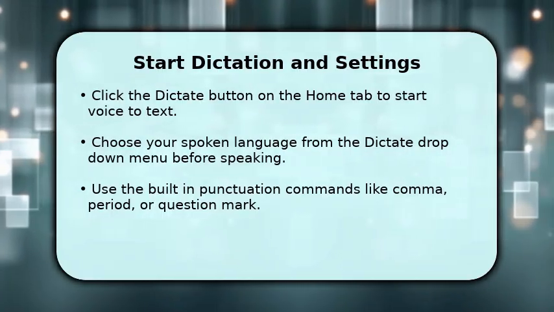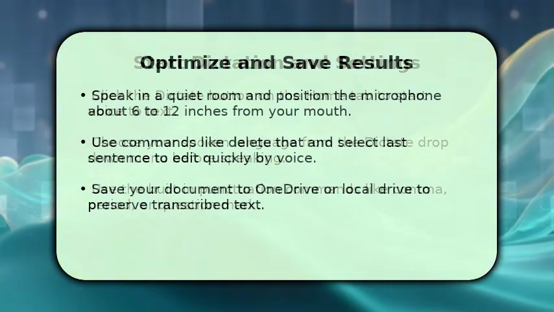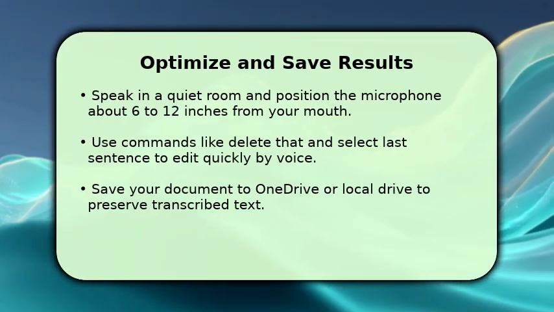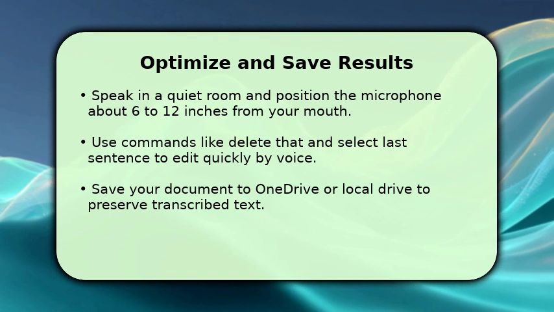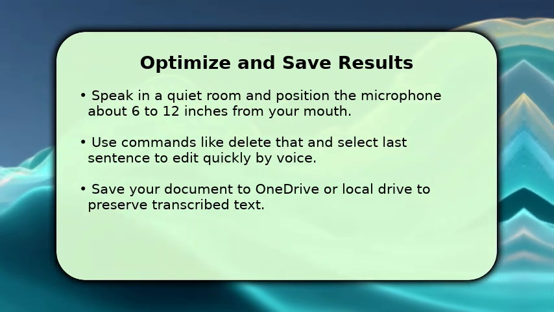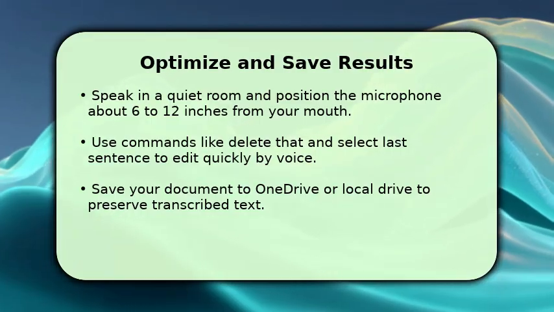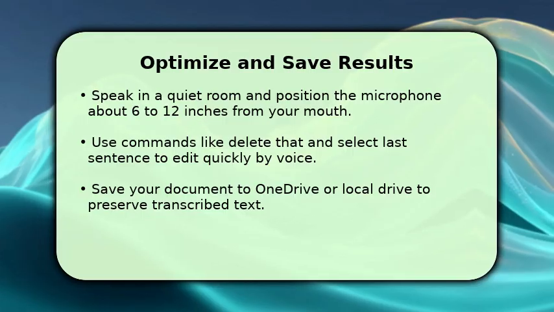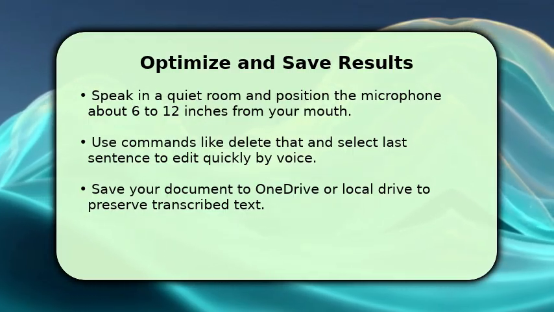Speak in a quiet room and position the microphone about 6 to 12 inches from your mouth for the best accuracy. Use concise sentences and pause briefly between complex phrases to improve recognition rates. Use commands like delete that and select last sentence to edit quickly by voice while Dictate is active.